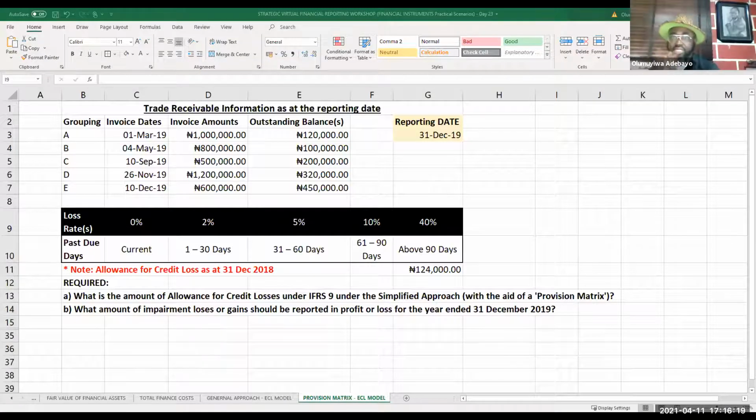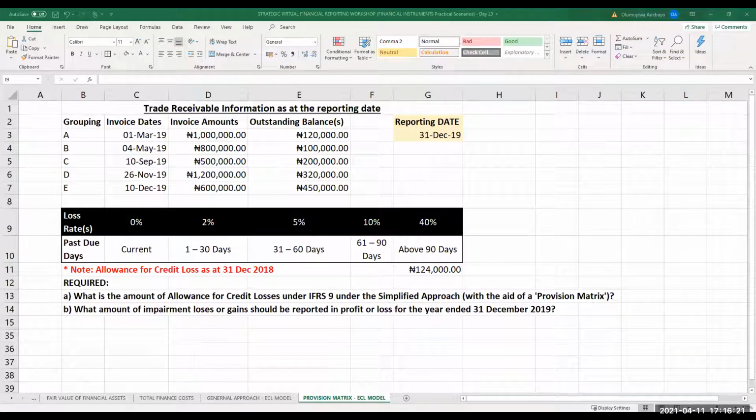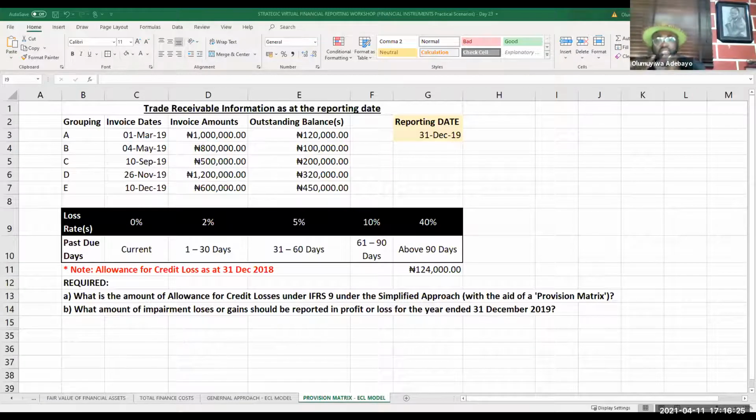Okay, thank you very much. Let me start. The first one is that the loss rate is not arbitrary. It is based on historical data. Historical data of losses, actual losses that were recorded on those receivables.